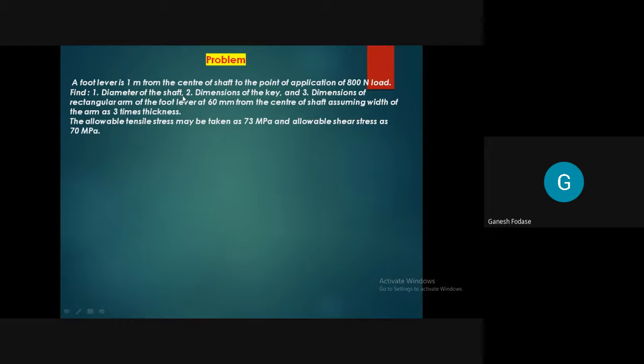What notation do we use for the diameter of the shaft? You may take screenshots of this. When I am discussing the procedure, you may take screenshots, which will help you remember notations for solving numericals, because you are not writing. What is the notation for diameter? Small d. Small d is the notation for diameter.